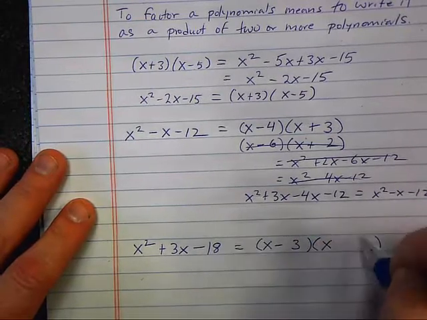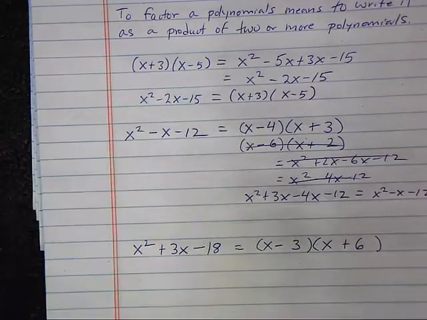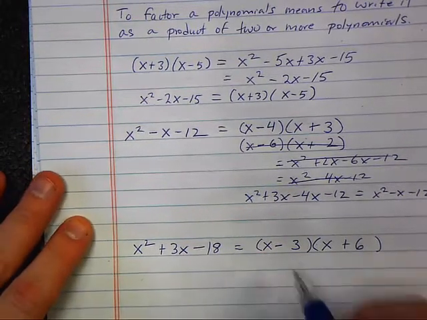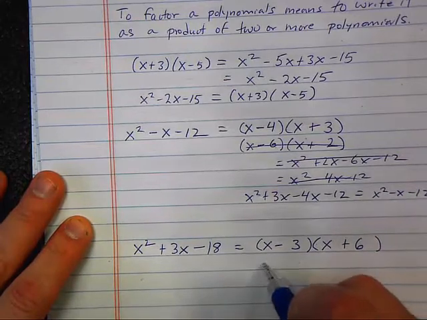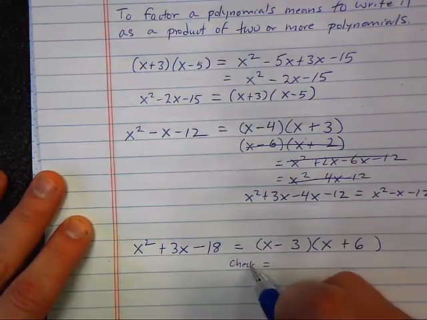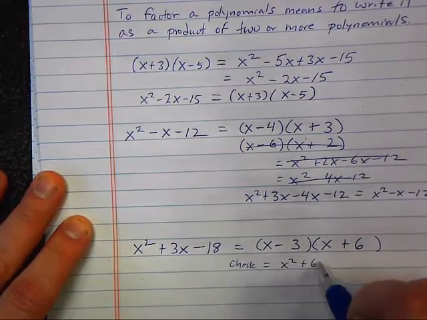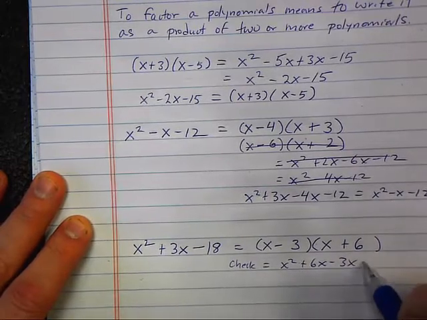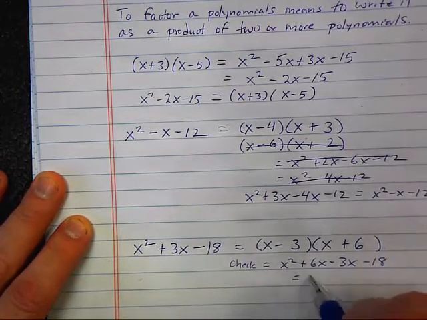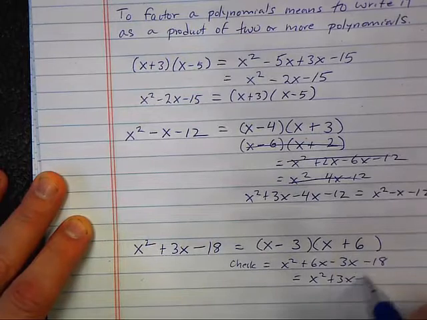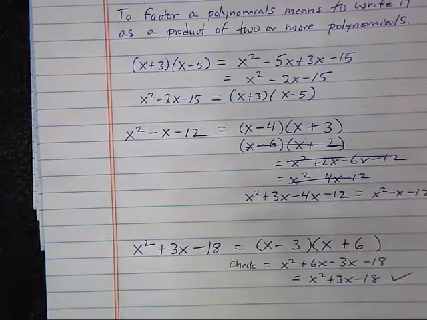Negative 3 and positive 6 is our guess. And I think that's correct. Try it. FOIL it out. When you FOIL it out, you would get x squared plus 6x minus 3x minus 18. And that would be x squared plus 3x minus 18. That's the right answer. Questions on that one?